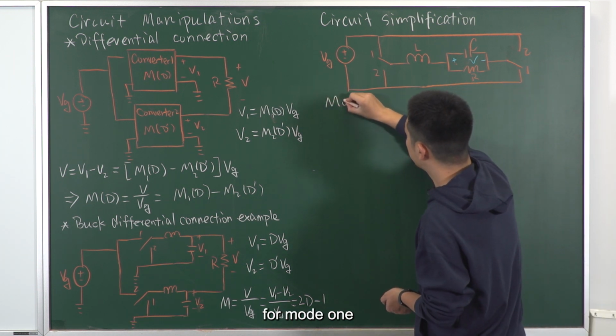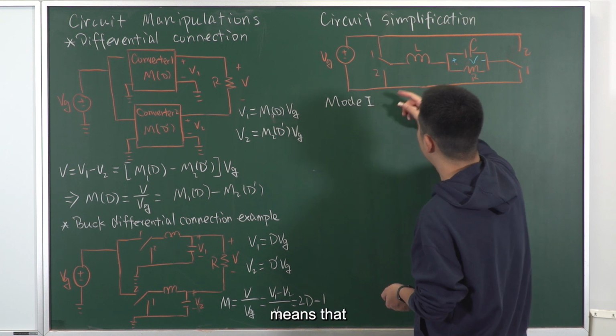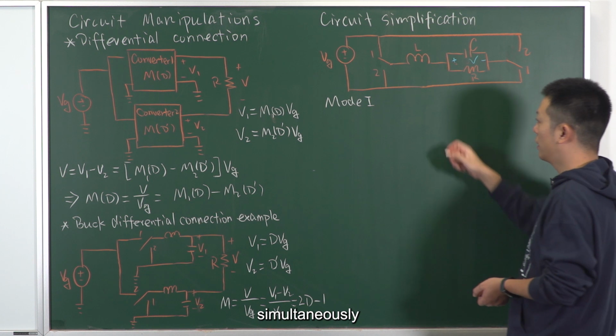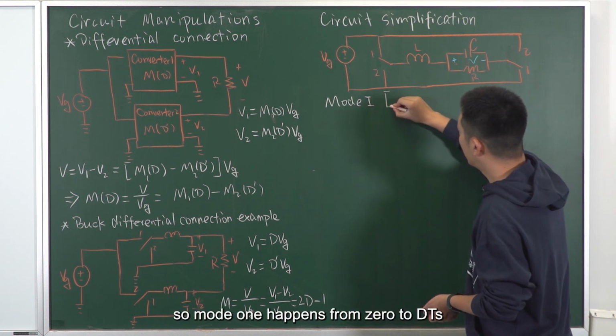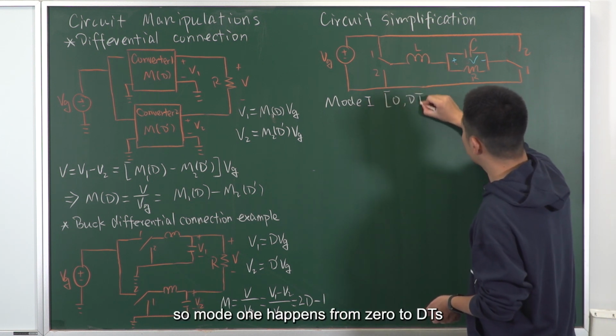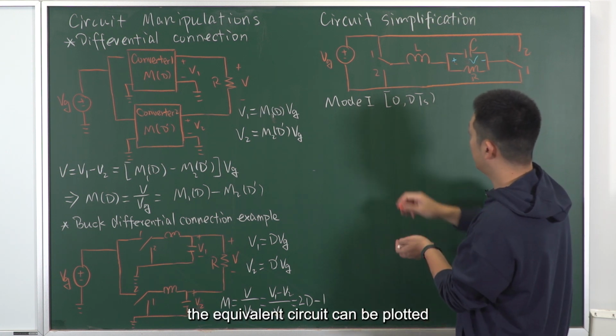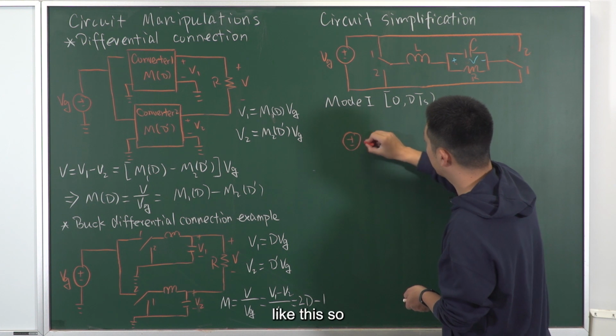For mode 1, it means that the two switches are pushed to terminal 1 simultaneously. So mode 1 happens from 0 to DTs. The equivalent circuit can be plotted like this.